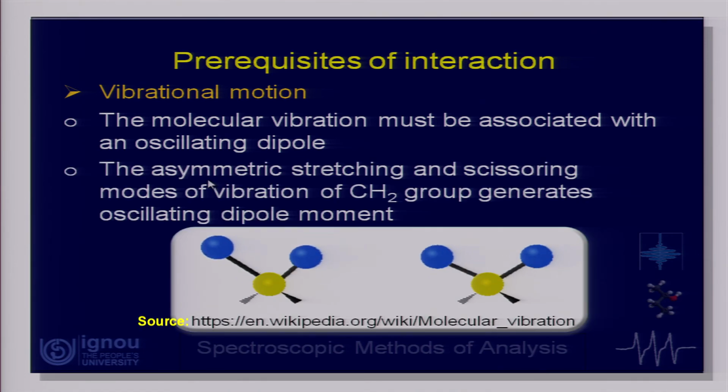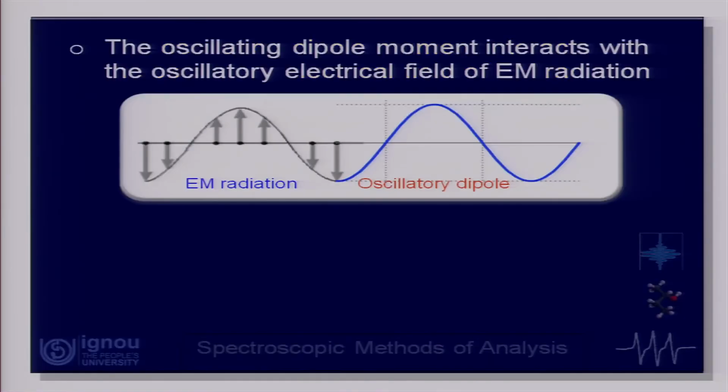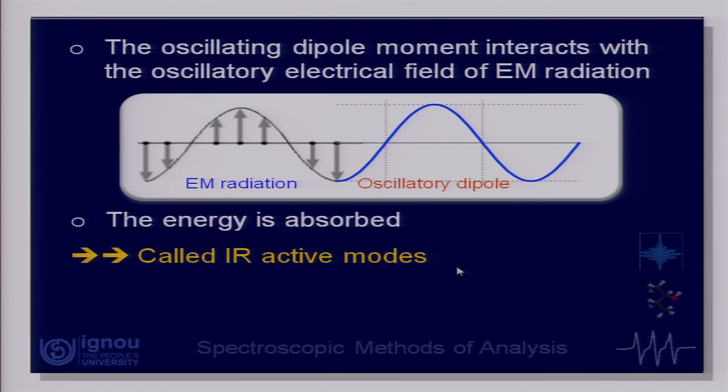Let us look at this picture here. It shows the two modes of vibration of CH2 in an organic molecule, that is, the CH2 group. As in the case of the rotation of the HCl molecule, these are also accompanied by generation of an oscillatory dipole moment. So again, this is my EM radiation, this is the oscillatory dipole, the two will interact and energy absorption will take place. And we say that these two modes are IR active, because if they are not accompanied by an oscillatory dipole moment generation, the two will not interact, and they will be called IR inactive modes. We will talk in detail about all this later on.